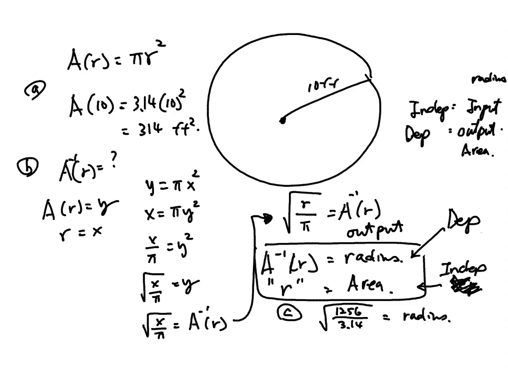So if you calculate it, let's see, find my calculator. So you get 1256 divided by 3.14, which is roughly 400. And square root that, you get 20. So for number 3, the owner wants to allow the dog 1,256 square feet of area to live and roam. The tether should be 20 feet long.